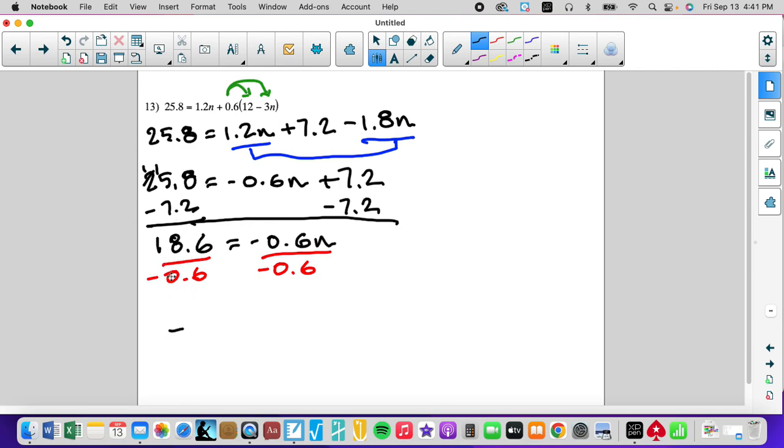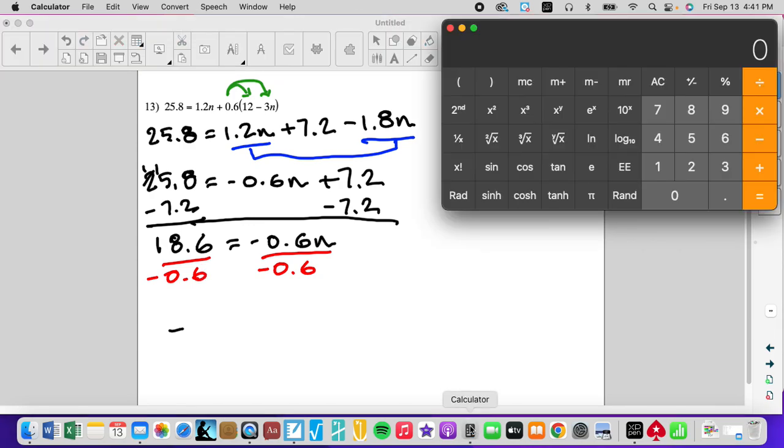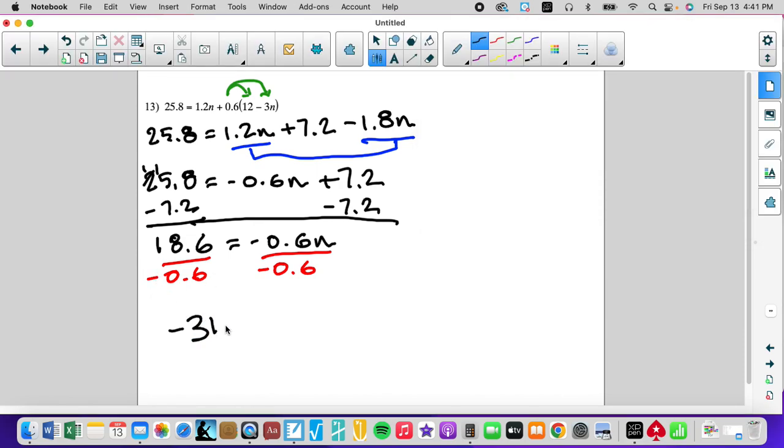Now I got to divide 18.6 by 0.6. There's two ways I can do it. I can do it the easy way because I am very competent in using a calculator. So I'm just going to click that in and I get 31. And I remember that I have a positive divided by a negative, so my answer is going to be negative 31 equals n.